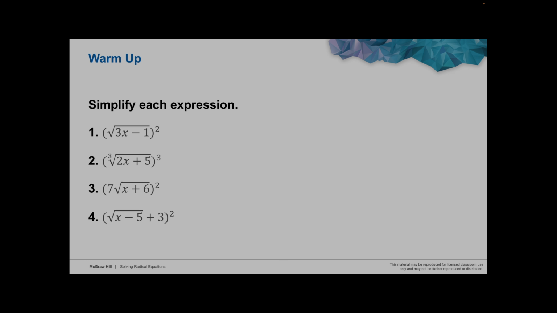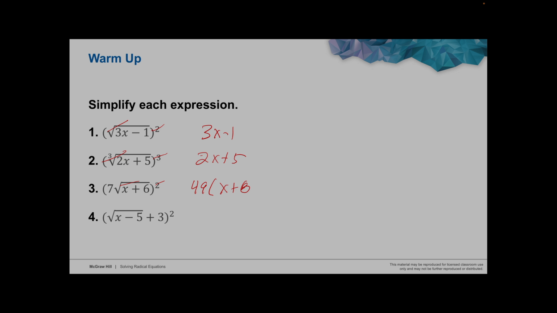So first one, pretty straightforward. Square roots cancel out. So we're just left with 3x minus 1. Second one, cube roots and cubing it, cancel out. So 2x plus 5. This one, you've got to square both of them. So if we square both of them, it gives me 49 times, those cancel out, but that has to stay inside of parentheses. I haven't figured this out yet. 49 times x plus 6, and then distribute.